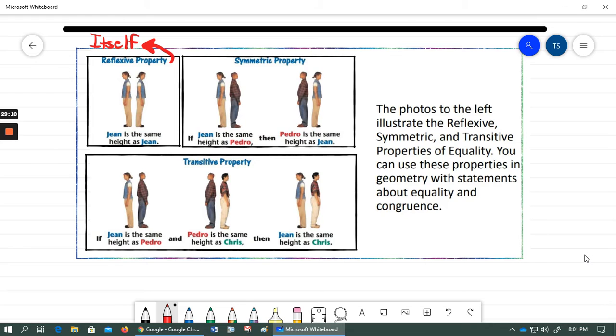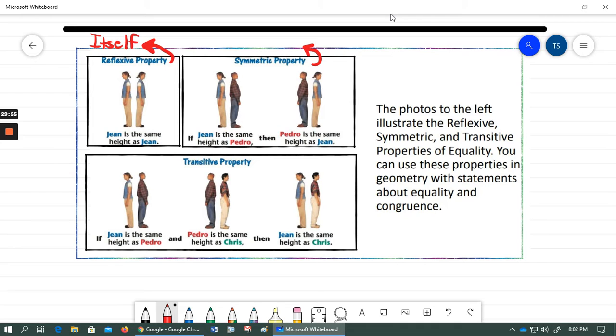Okay. All right, so that's the reflexive property. The symmetric property is comparing two different values. As you can see based on this illustration, it says if Gene is the same height as Pedro, then what must be true is that Pedro must be the same height as Gene. So you see what happened there? The first one said if Gene and Pedro are the same height, and the second one said then Pedro is the same height as Gene.